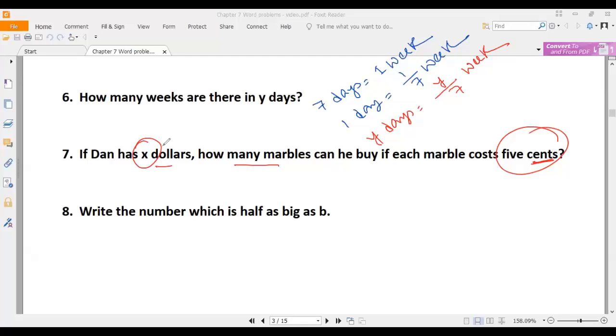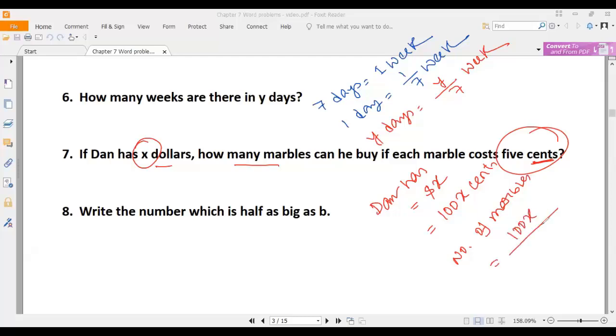Now if I want to convert the dollars into cents, then we can write Dan has x dollars. If I convert this dollar into cent, then it will be 100x cents. And here, the cost of one marble is 5 cents. So the number of marbles will be 100x by 5. That will be 20x marbles. That means by using x dollars, he can buy 20x marbles.